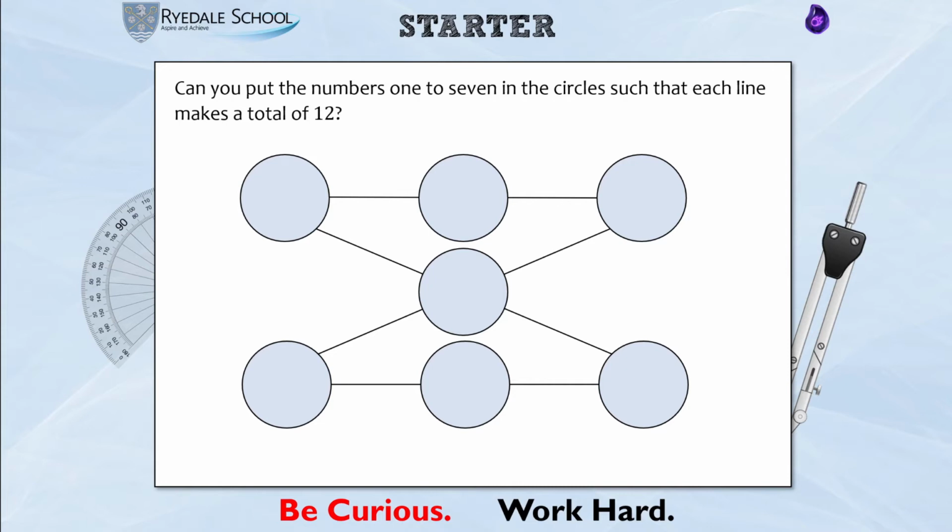So the key to this was putting the number 4 in the middle. If you got the number 4 in the middle, there's various solutions, but this is one of them. Every single line adds up to 12.